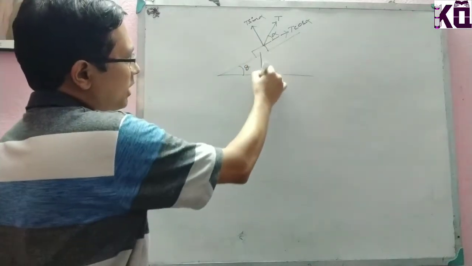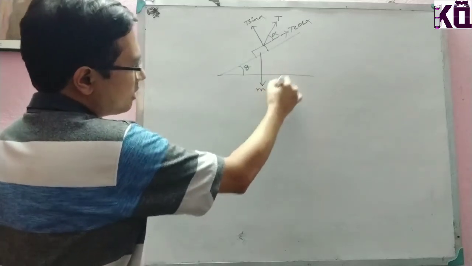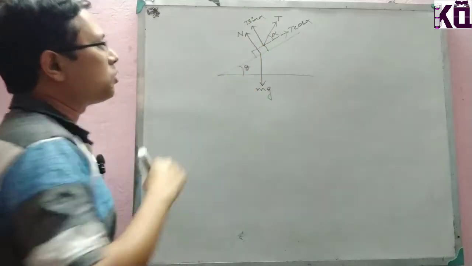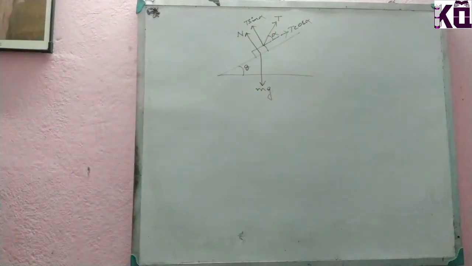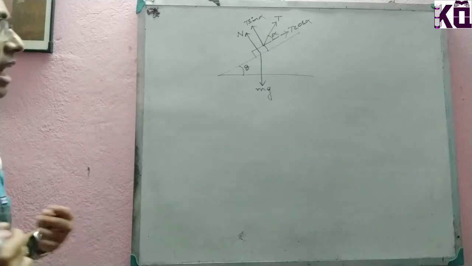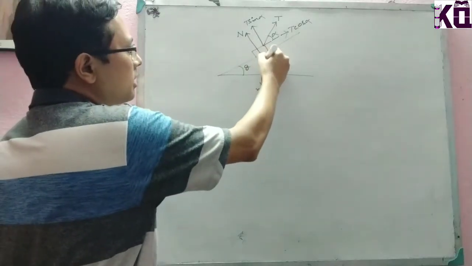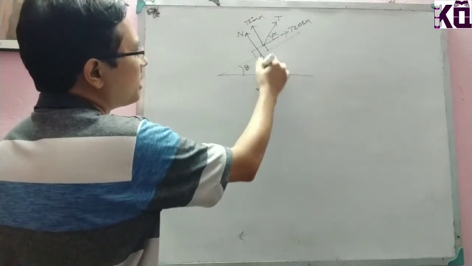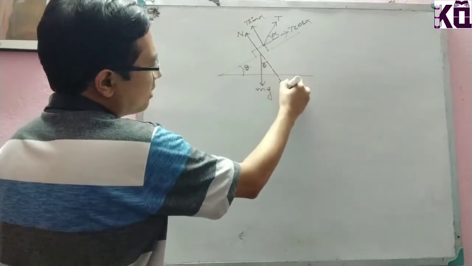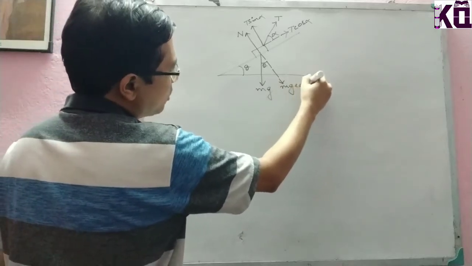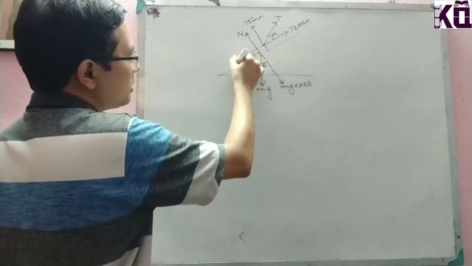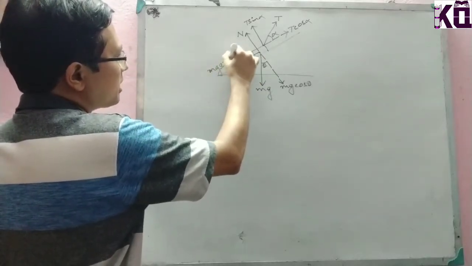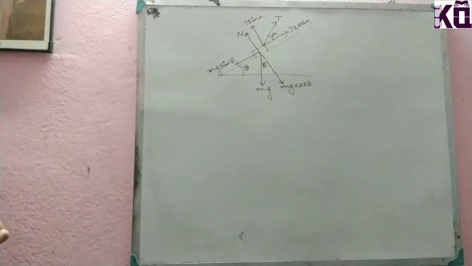Now there is the weight, which acts vertically downward, and there is the normal reaction force, which is acting perpendicular to the inclined plane. Again, if I extend this normal reaction direction, then this angle must be theta. So we can say there is mg cos theta, and in the downward direction along the plane there is mg sin theta. Up to this part, this one is okay.